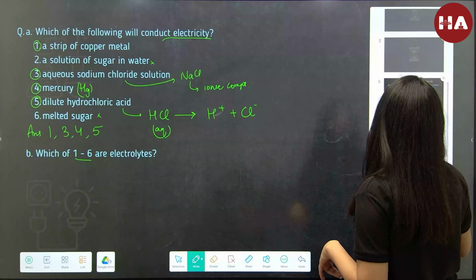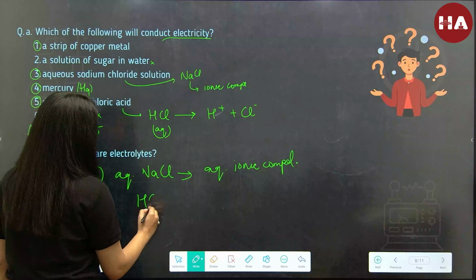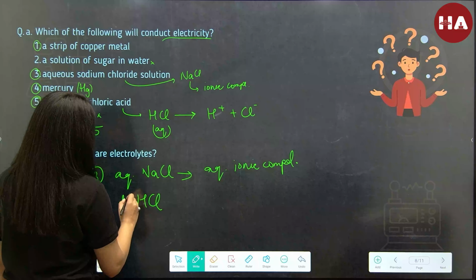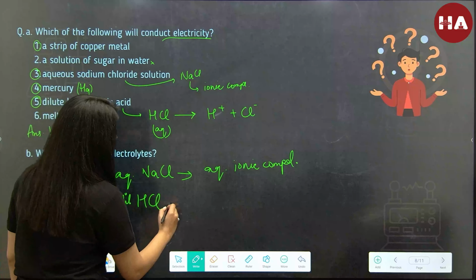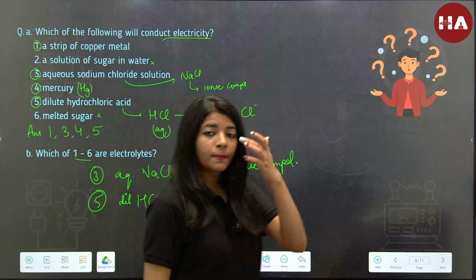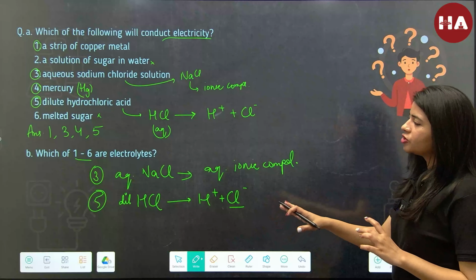Why? Because third is aqueous sodium chloride. I am writing aqueous NaCl, because it is an aqueous ionic compound, hence it can conduct electricity, hence it is an electrolyte. Next is your fifth, which is dilute hydrochloric acid. HCl, or hydrochloric acid, is also an example of an electrolyte. Why? Because it can break down into its ions H plus and Cl minus, and hence it can conduct electricity, right? So these are the correct answers of the question. You can note this.